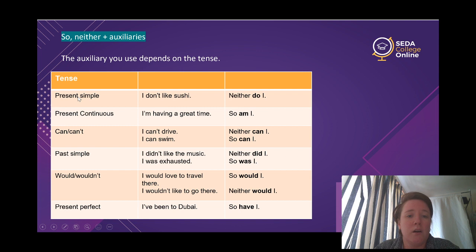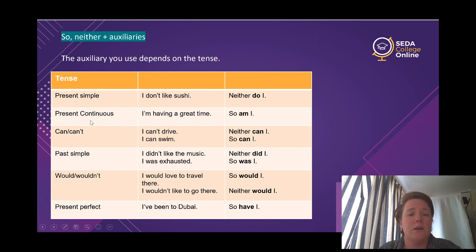First one, present simple, okay? This time I'm going to say I don't like sushi, okay? And then you would answer neither do I, okay? So this is the correct auxiliary, even though this is negative, but you have to put this in the positive. These will always be in the positive, okay? Your responses, your auxiliaries here will always be in positive when you're agreeing with somebody, okay?